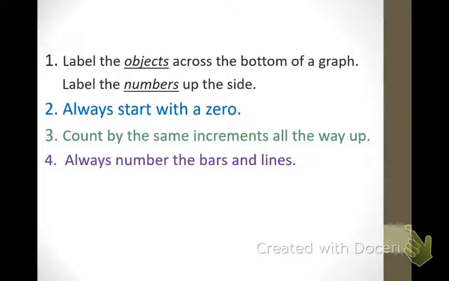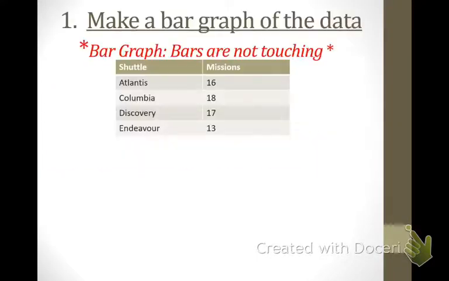Last one, number 4, read me what it says. Always number the bars and lines. Okay, so I'm going to give you an example. The first one we're going to do is for number 1, make a bar graph of the data below. One thing that's important that I put there in red is that the bars are never going to be touching whenever you have a bar graph.